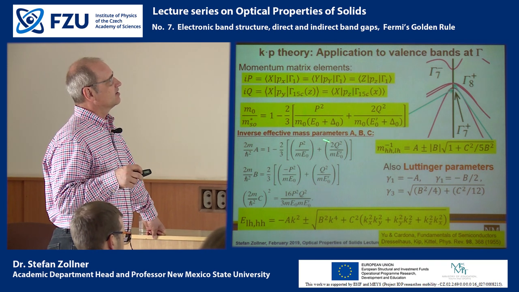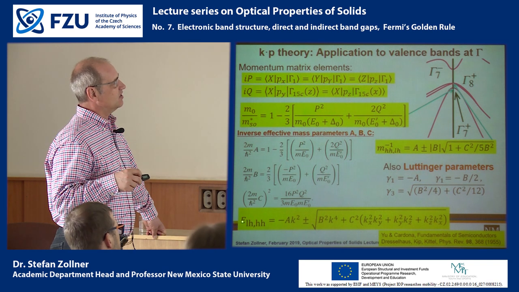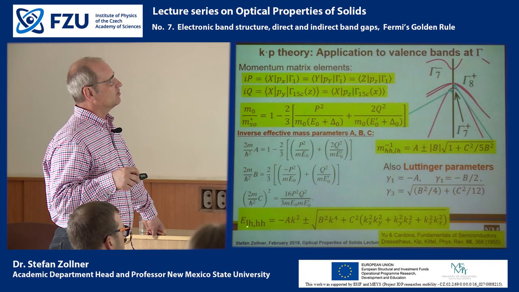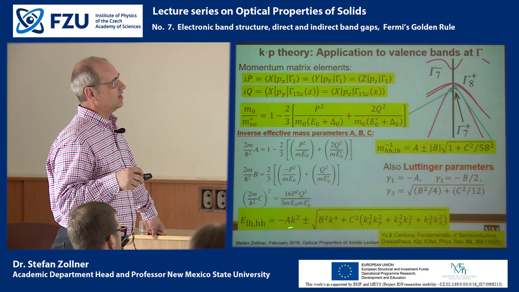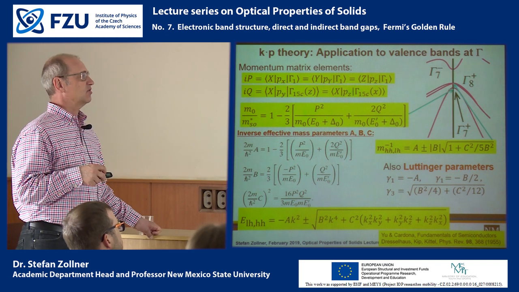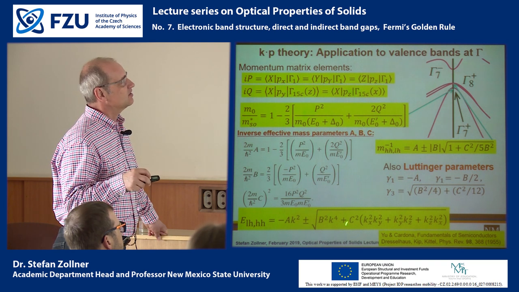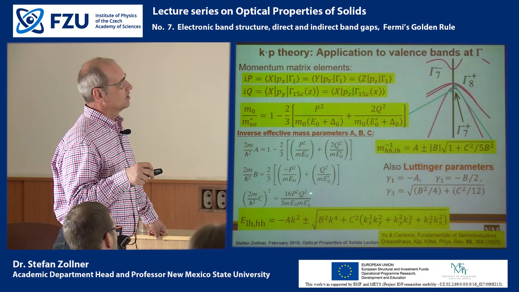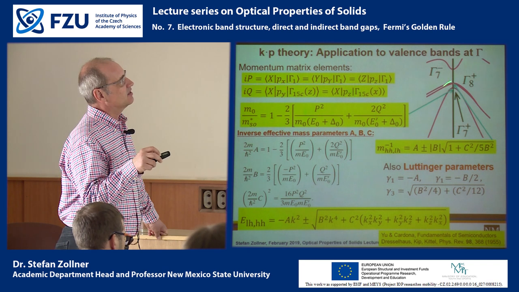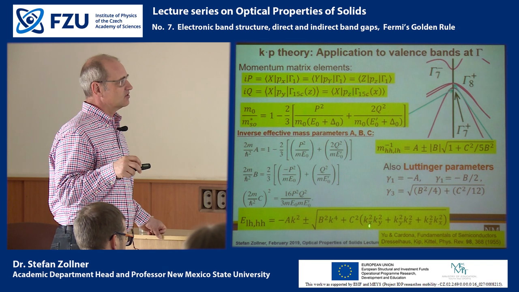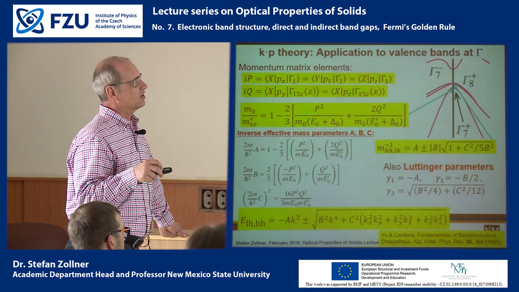And if I use these inverse effective mass parameters, then I can see that the energy of the light hole and heavy hole bands is equal to some term which goes like k squared, and that is a spherically symmetric term, plus or minus the square root of another spherically symmetric term. But then you see this parameter c squared, which is related to the matrix element q squared. So the interaction between the p bonding and the p antibonding orbitals gives me this non-spherical term where I have mixed terms like kx squared times ky squared.